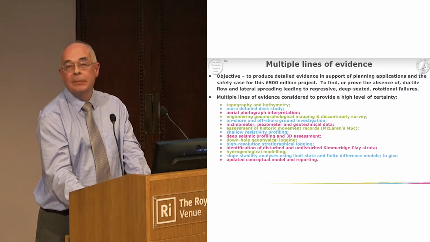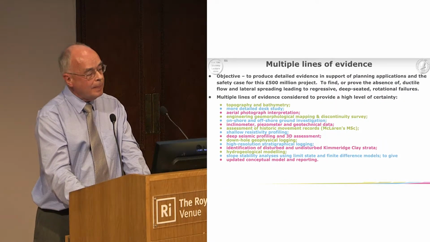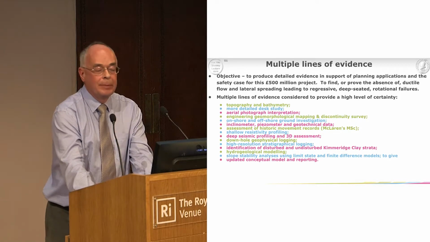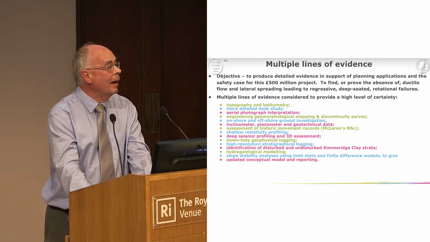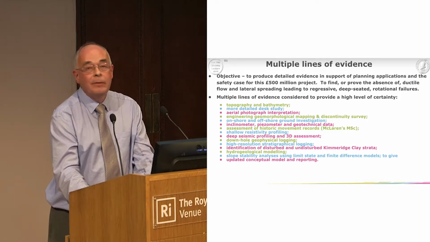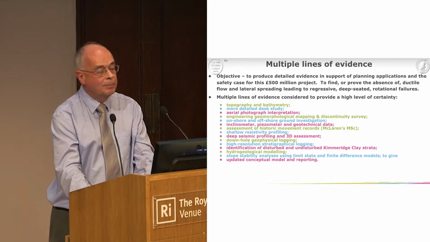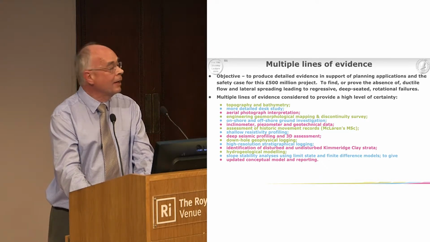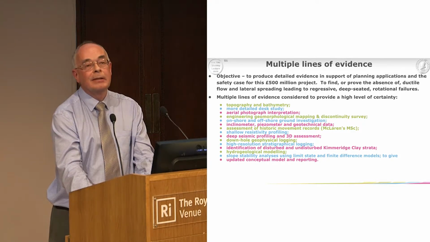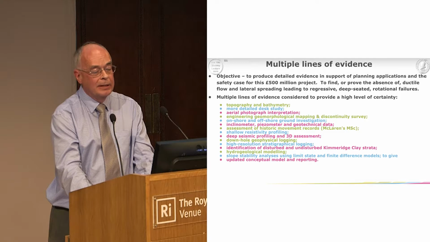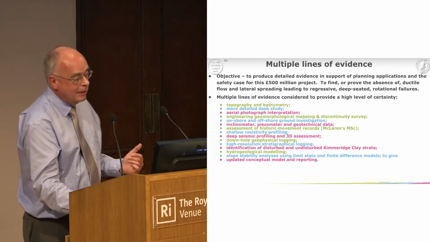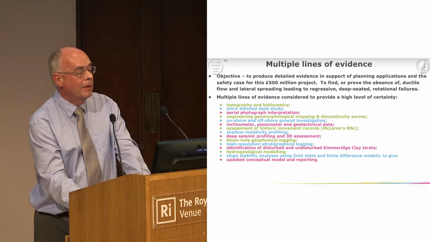So basically, the objective of the project was to produce detailed evidence to support the permitting for what was quite a high risk financially and safety project. And therefore this boiled down to we had to either find or prove the absence of ductile flow and lateral spreading leading to regressive deep-seated rotational failures. And to do this, particularly as we're trying to prove a negative, multiple lines of evidence are required. There are 15 listed here.